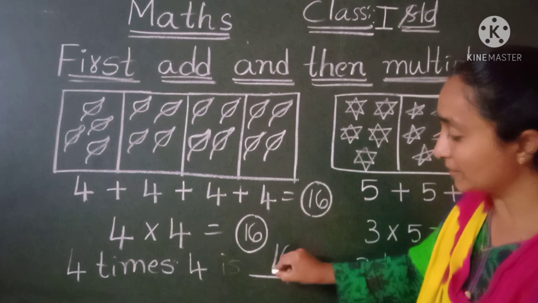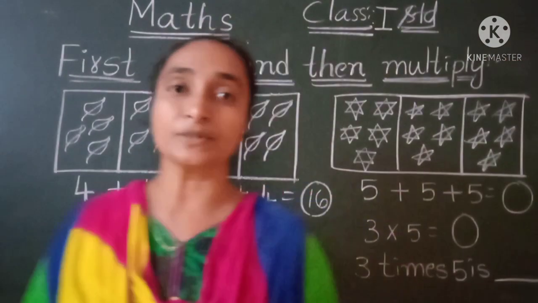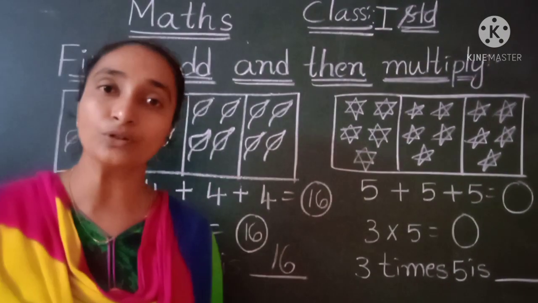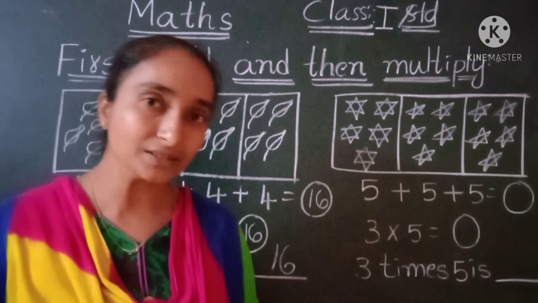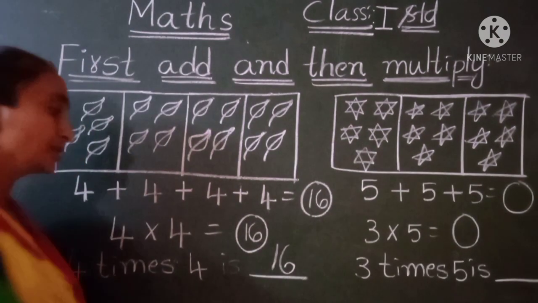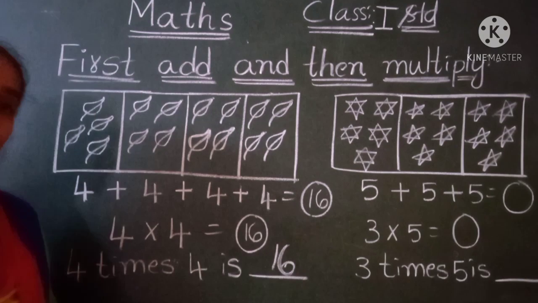So here we can write, children, 4 times 4 is 16. 4 1s are 4. 4 2s are 8. 4 3s are 12. 4 4s are 16. So 4 4s are 16. So here we can write the answer 16.